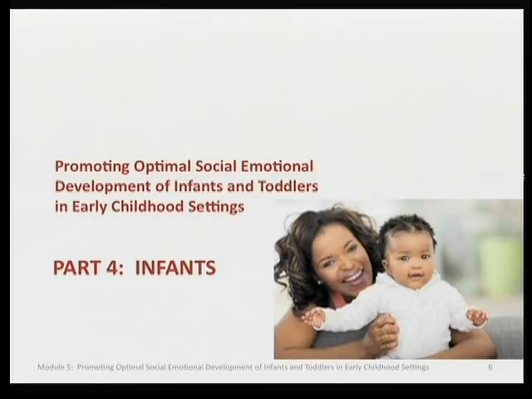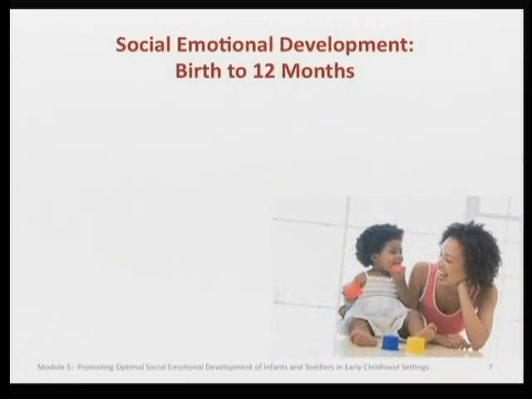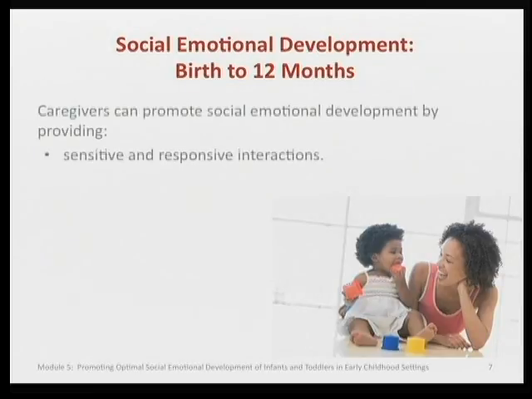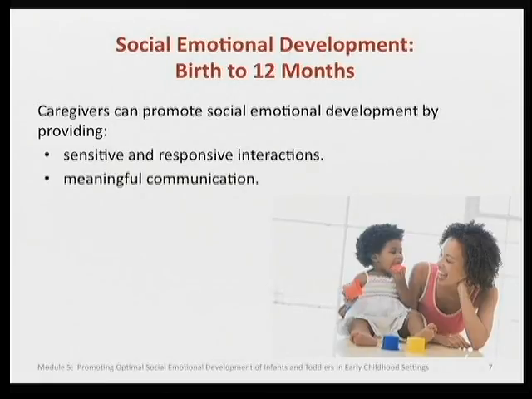In Part 4, we will look at the social emotional development of infants at different ages and explore ways to promote optimal social emotional development. Healthy social emotional development starts during infancy as children's needs are met. Face-to-face interaction with caregivers is of utmost importance. Infants cannot play and entertain themselves. They need consistent, nurturing attention and interaction from caregivers. Caregivers can promote social emotional development by providing sensitive and responsive interactions, meaningful communication, and opportunities for exploration and new experiences.